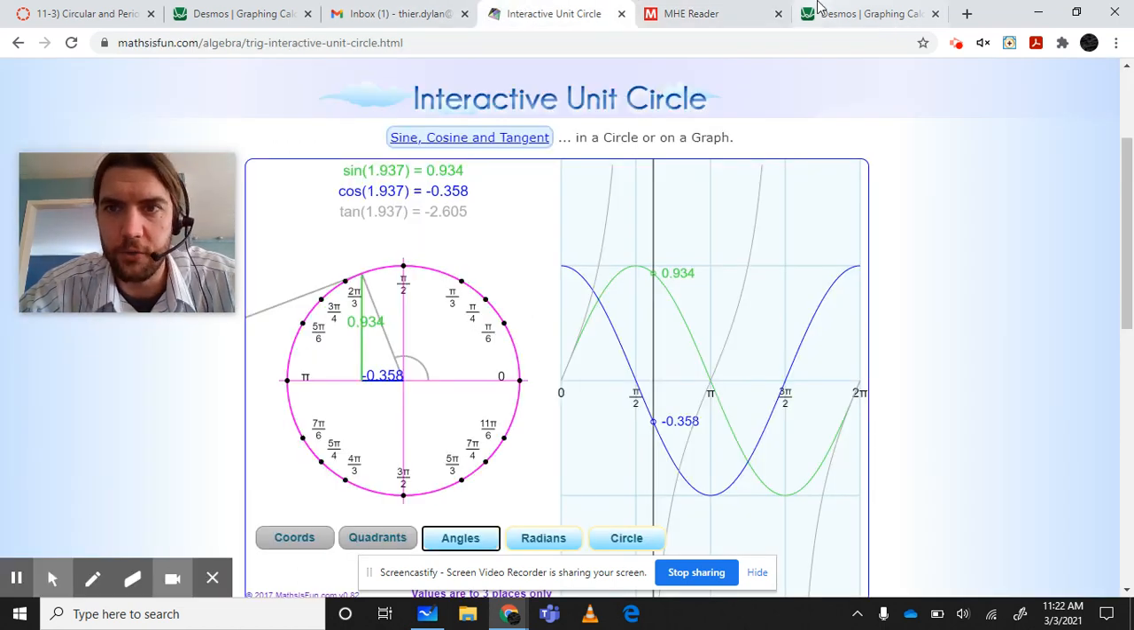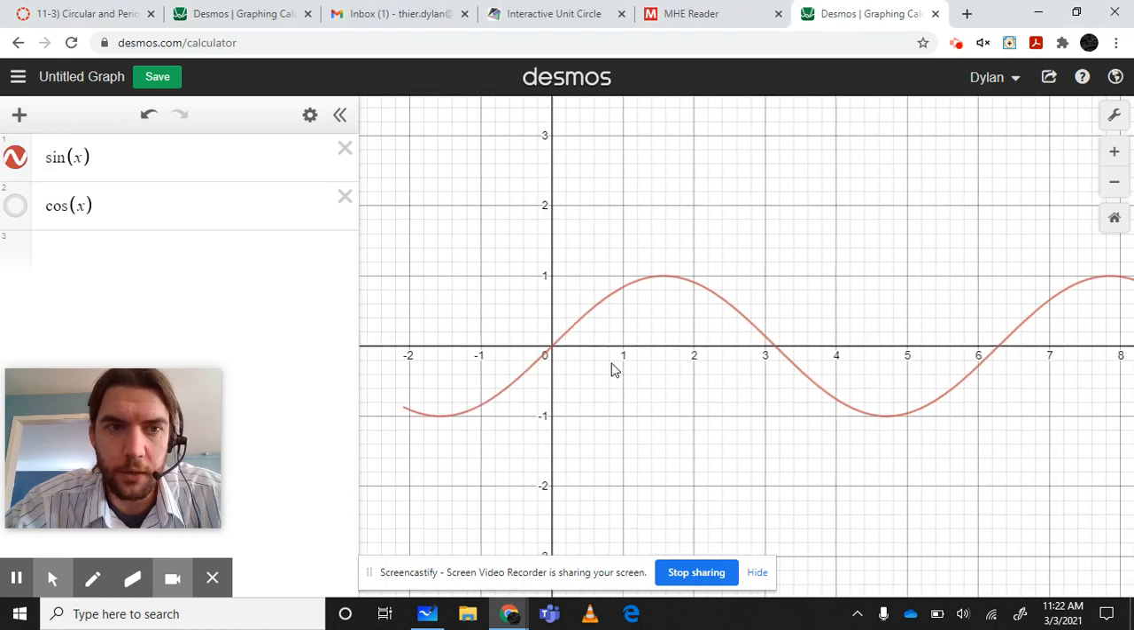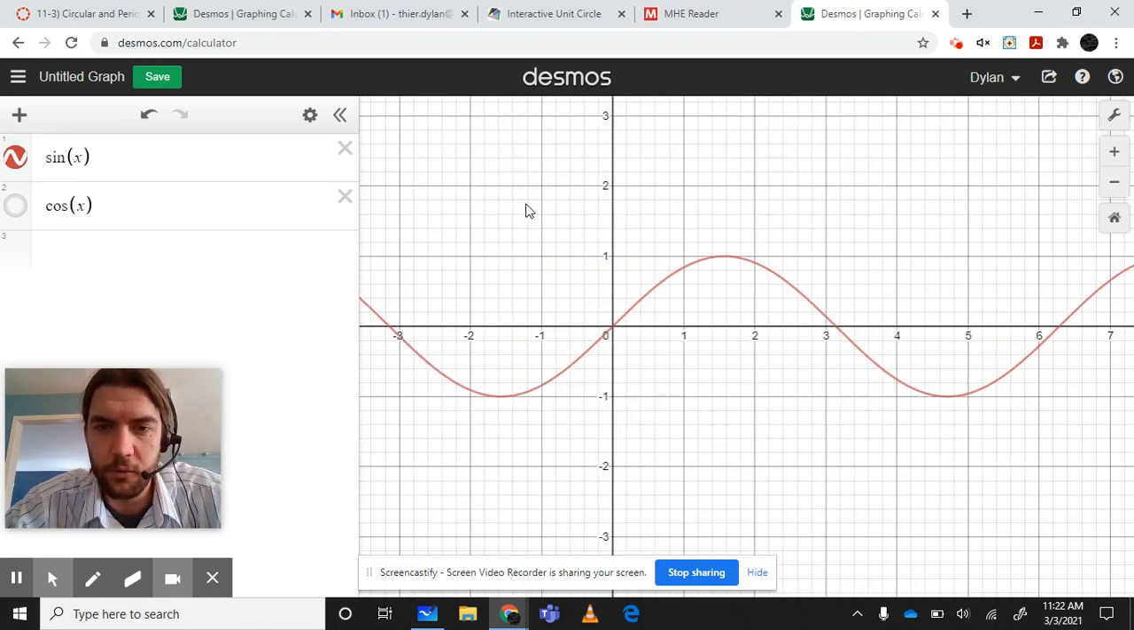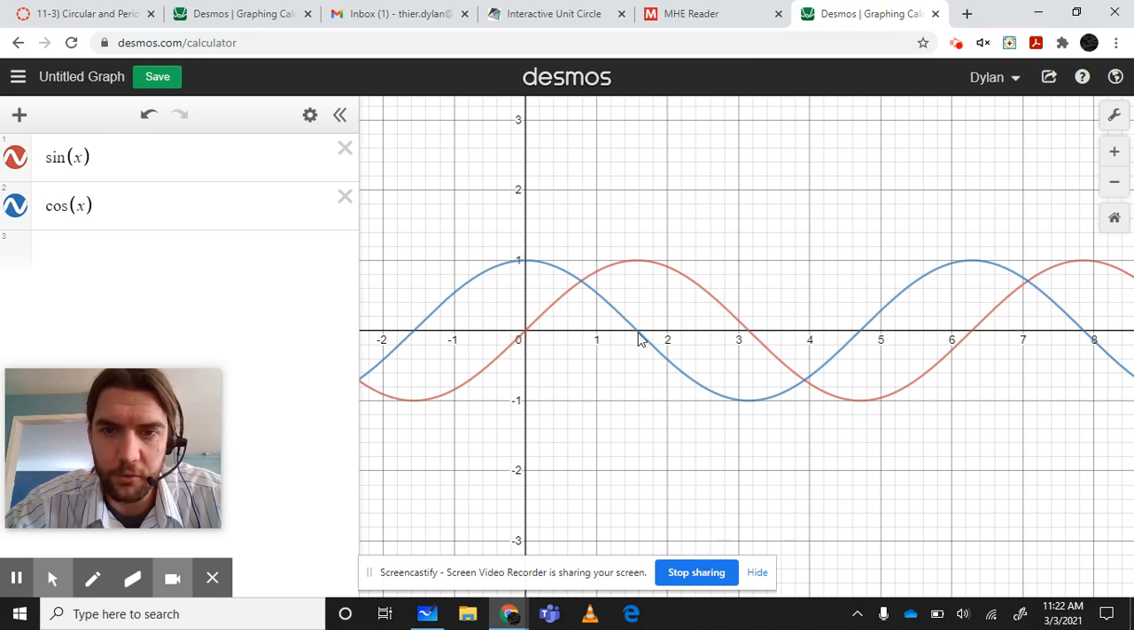Same exact thing for cosine. So the only difference between these two things, sine of x and cosine of x, when we look at their functions, is that sine of x starts at 0 and goes up to 1. Cosine starts at 1 and goes down to 0. They're the same exact thing. They're just kind of, one of them's been slid over to the side.